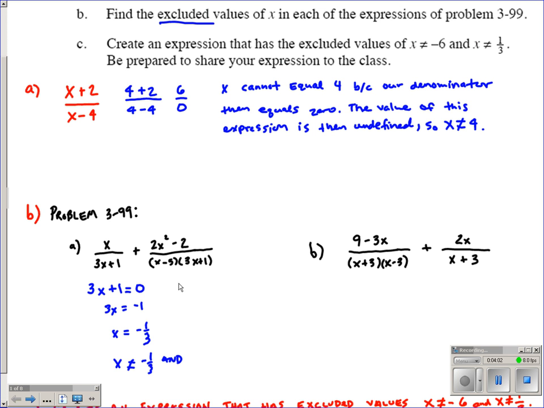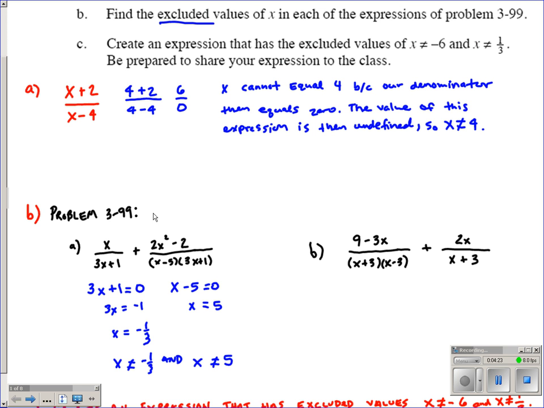For this one, same thing. Just say x minus 5 equals 0 to figure out what x value would make it equal 0, and that obviously would be 5. So x cannot equal negative 1/3, and x cannot equal 5.